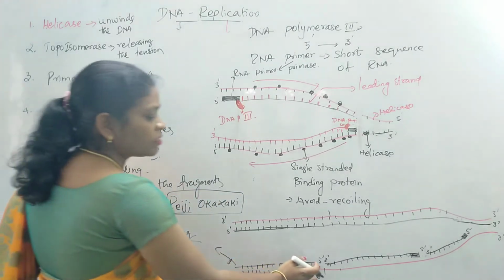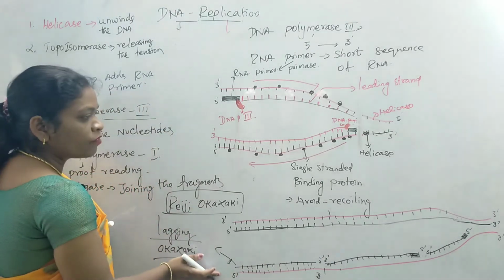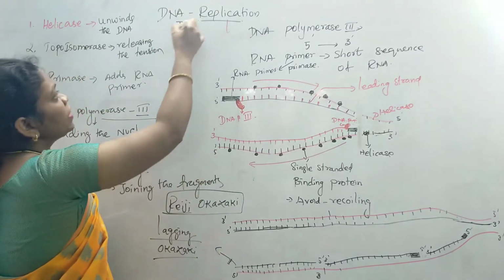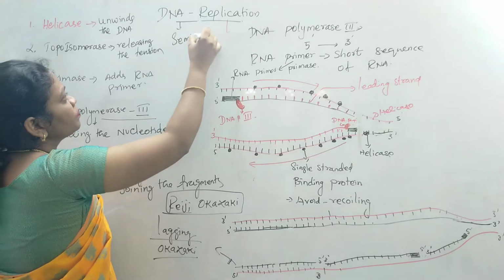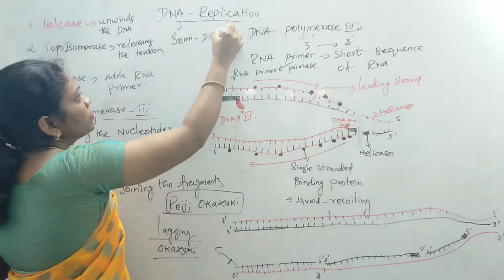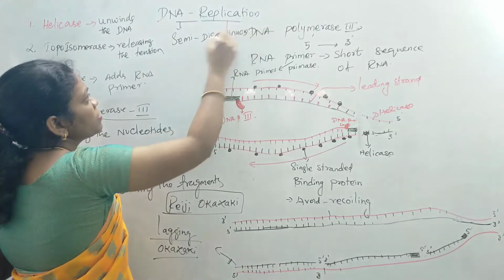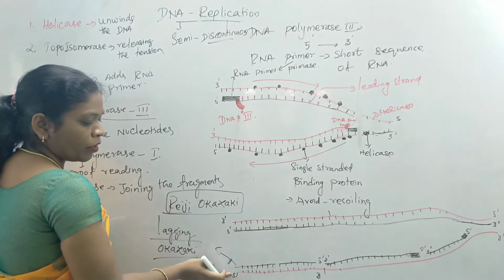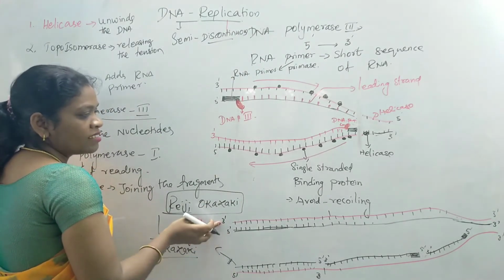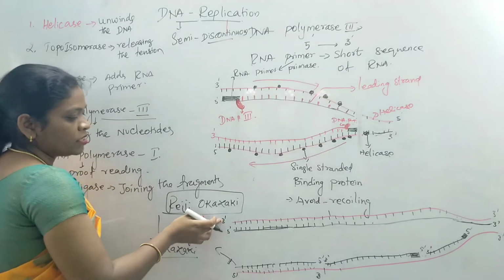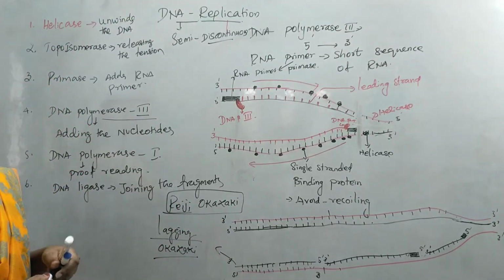These fragments are discontinuous. That is why this method of replication is also known as semi-discontinuous replication, where in the lagging strand the process is discontinuous, and on the leading strand the process is a continuous process in case of DNA replication.